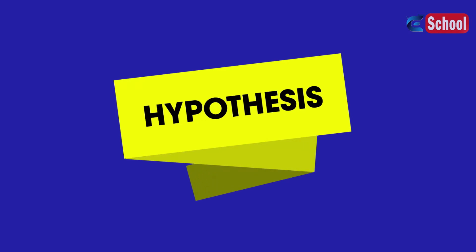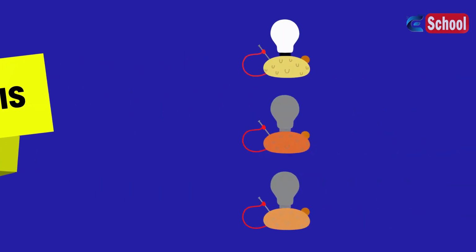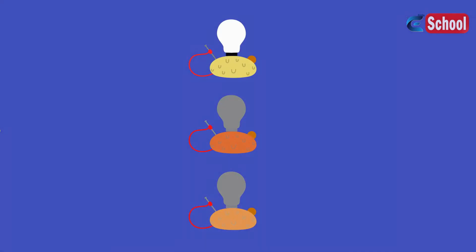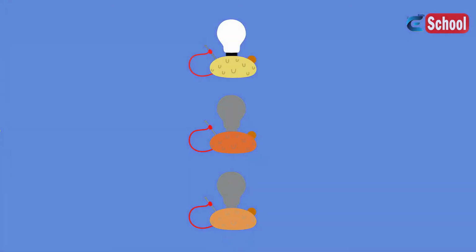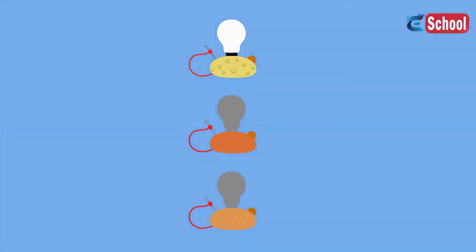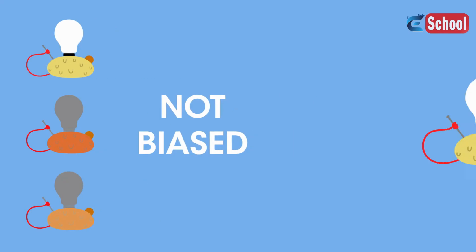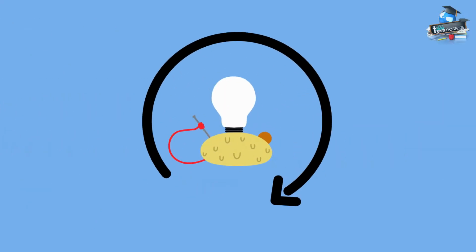Any investigation usually starts with a hypothesis. The variables have to be identified and ways found to control all the variables, except for the variable that is being tested. This goes some way to ensuring that the investigation is not biased. Then the experiment is performed. It may be repeated numerous times in order to increase reliability.